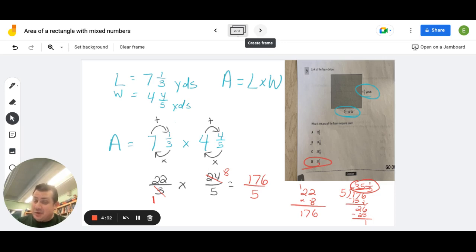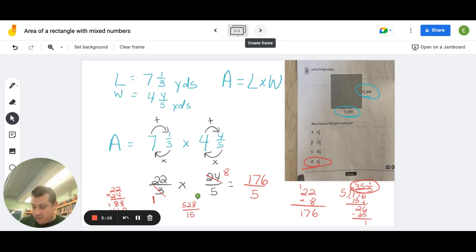Now if you did not simplify first, you're going to be left with 22 times 24. I'm just going to do it as scratch here. 22 times 24 is going to give you 528, actually, yes, that's going to be 528 as your numerator, and that would be over 15.